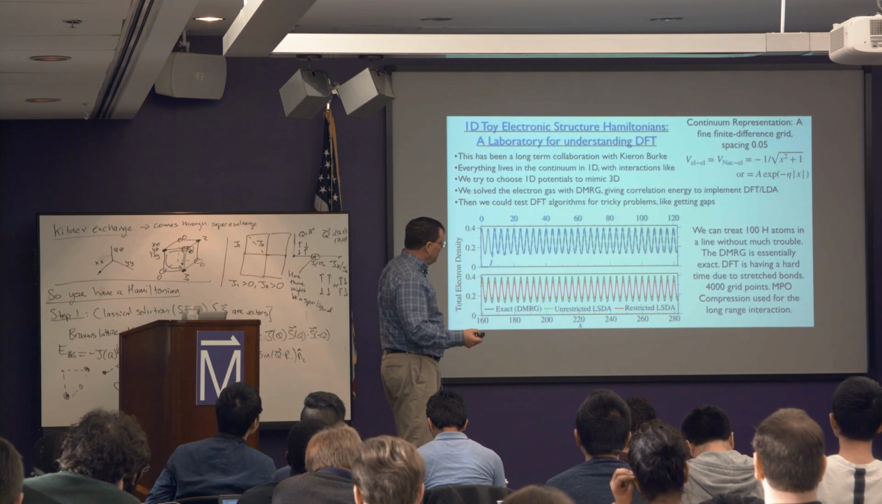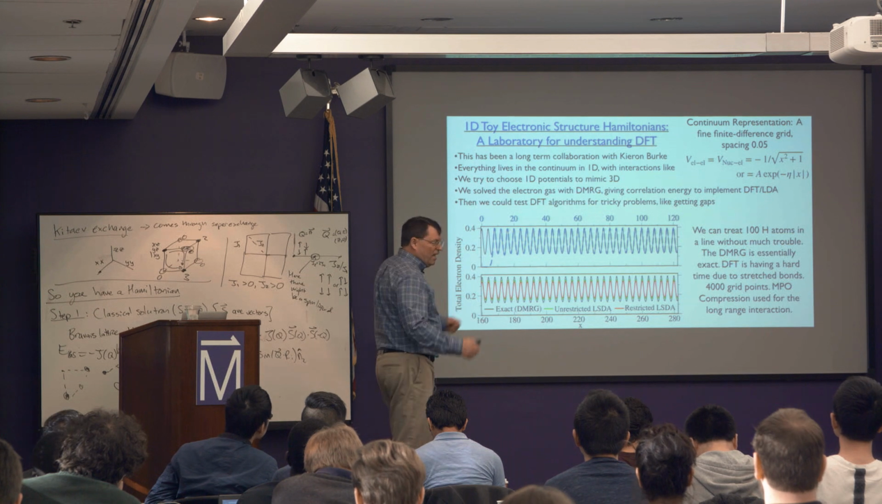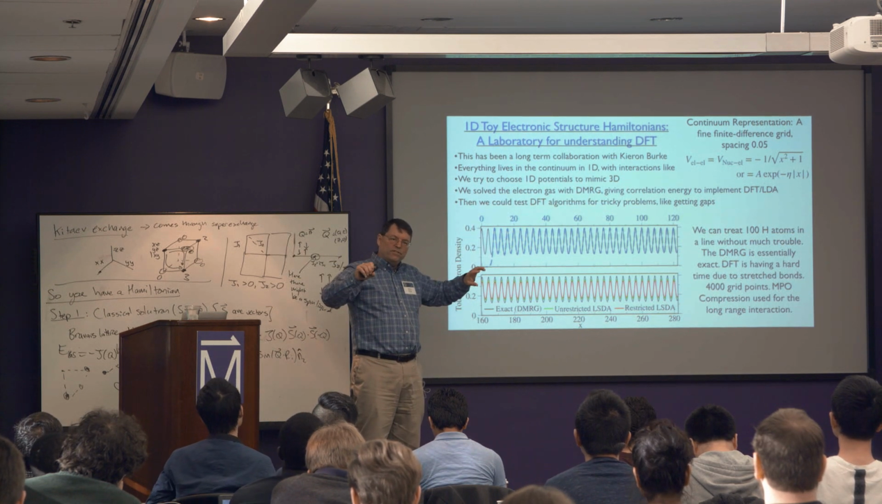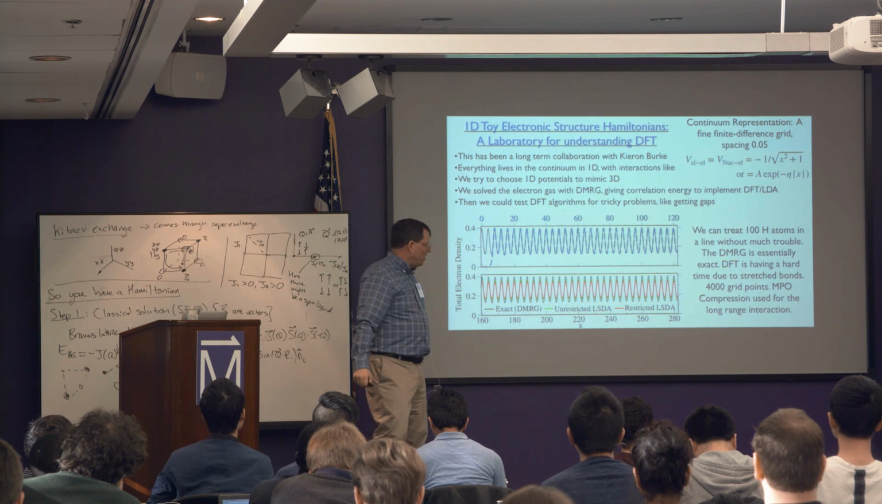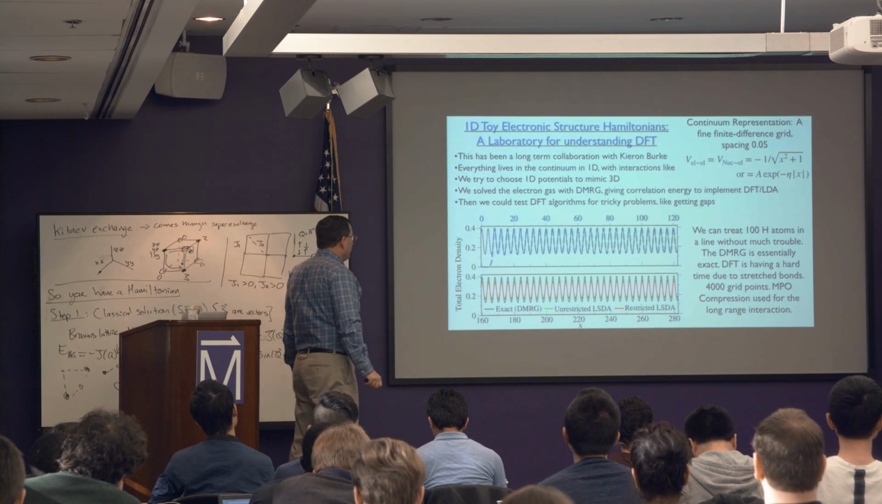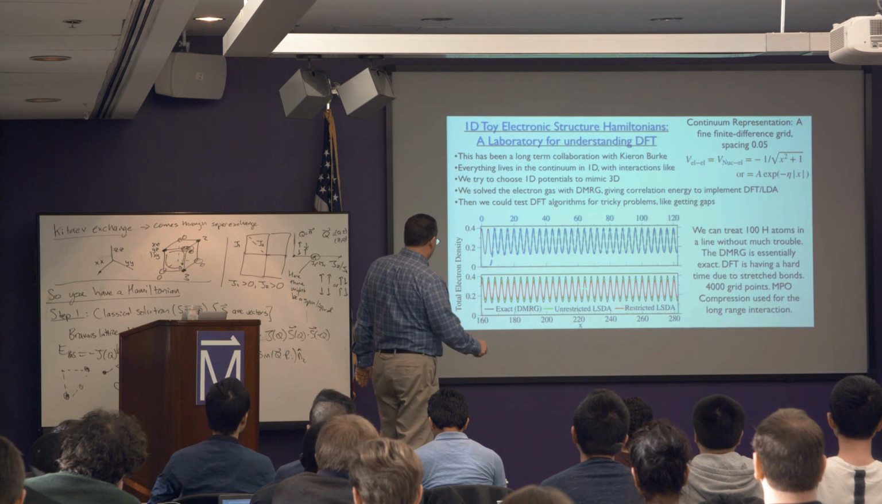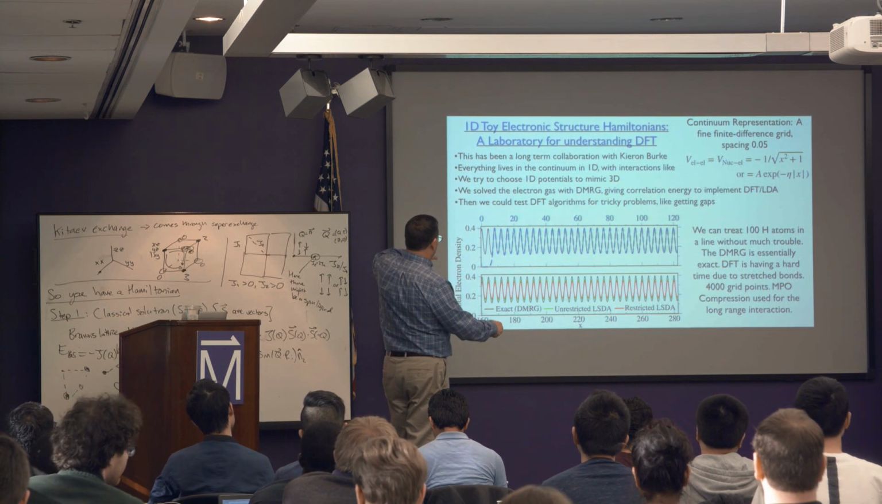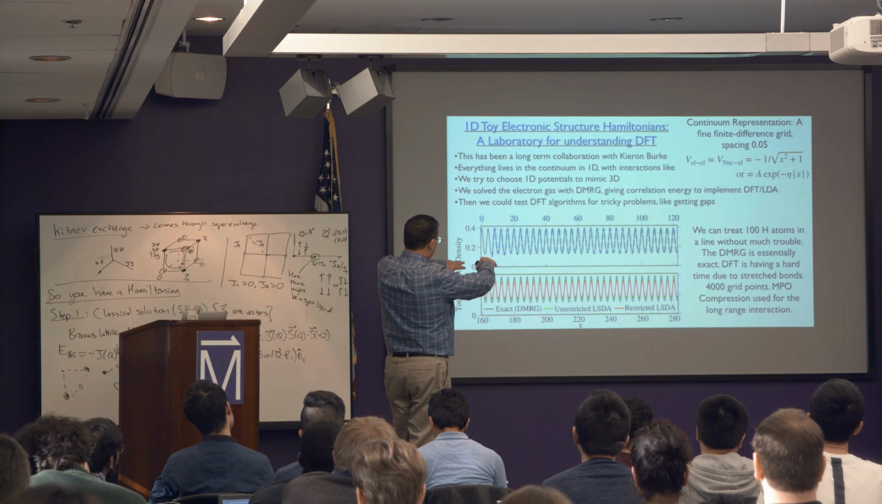And then we could do DFT on it and compare the results. And this was an example where our hydrogens were sort of stretched beyond equilibrium, so it turned into a strongly correlated problem. Okay, and so if we look here, this is just sort of showing how the middle of the chain differs from the edge of the chain.